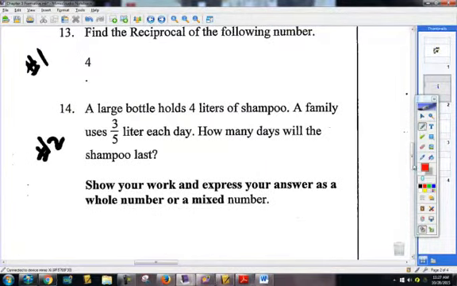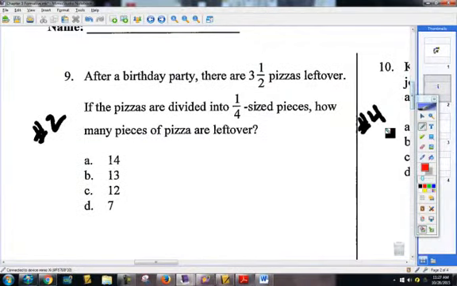Okay, here we go. After a birthday party, there are 3.5 pizzas left over. If the pizzas are divided into 1/4 size pieces, how many pieces of pizza are left over? So the correct answer, I think, is this right? Okay, the answer is 14, but obviously, if you don't have the work, the answer is pointless at this point.